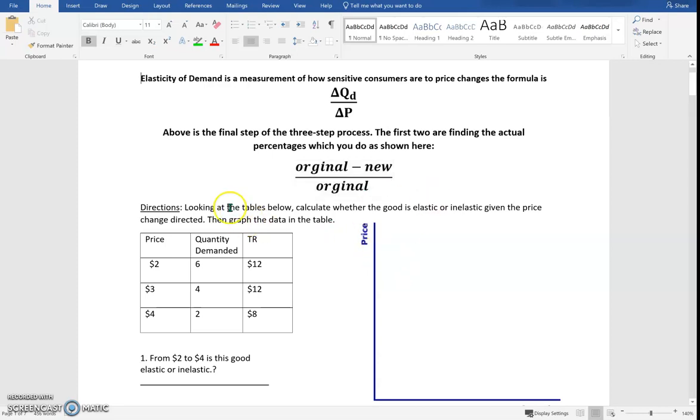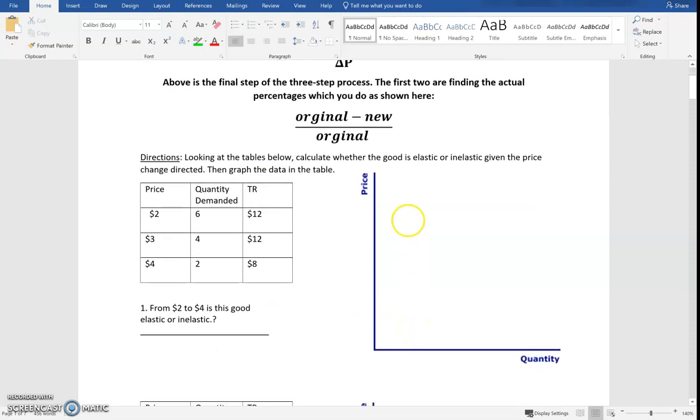So make sure that when you're calculating below, first of all, read from right here, looking from $2 to $4. It tells you what your original and your new is, okay? Ignore this. It's there to distract you.